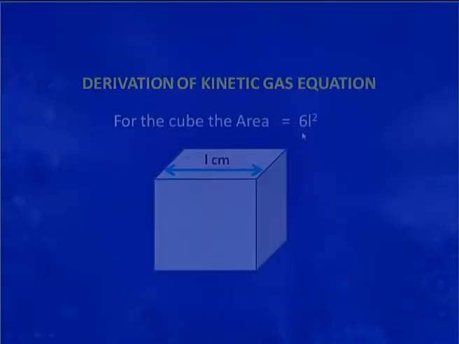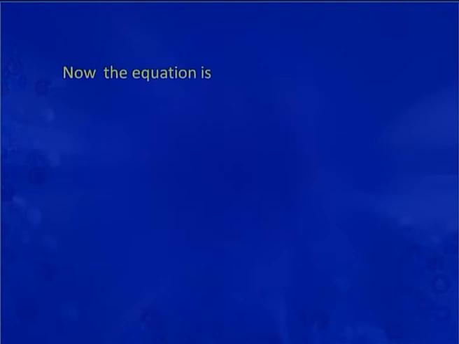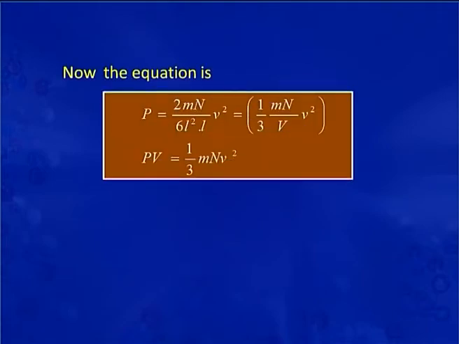For the cube, the area is 6L² because a cube has 6 sides. So, for this the area is 6L². Now, we will put this value here. So, the equation will be P = (1/3) × mn / 6L² × L × v².